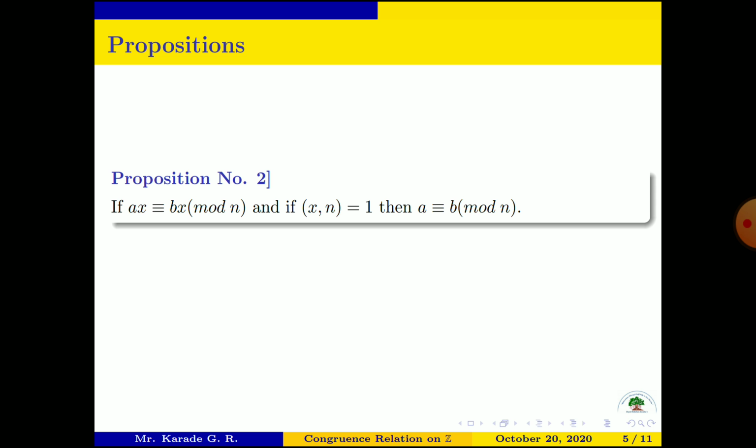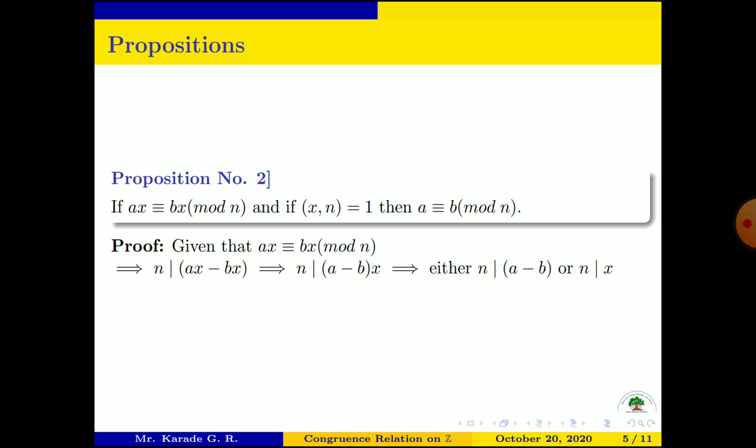So that is our proposition, and that is also very important. While solving problems, it will play a very important role. So write the proof of this proposition. Given that ax is congruent to bx mod n, by definition of congruence relation, n will divide the difference ax minus bx.